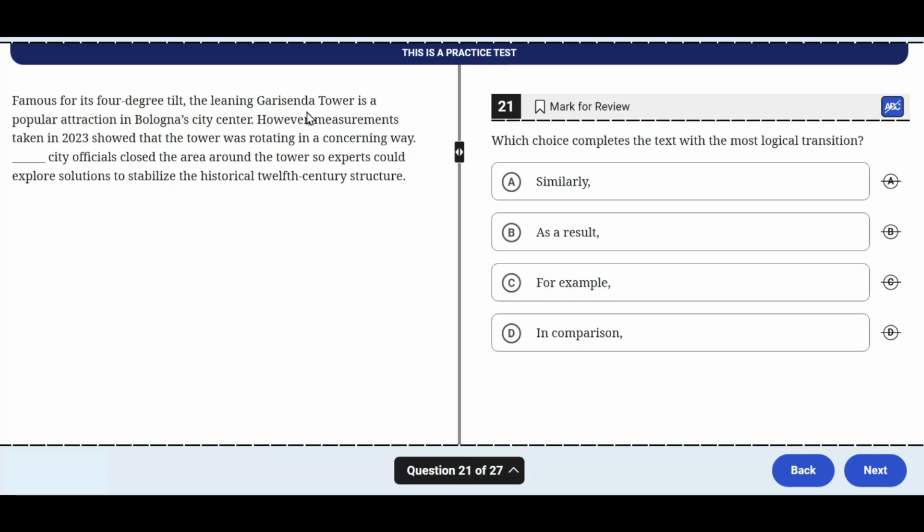Well, you can see that it says because the tower was rotating in a concerning way, they ended up closing it, right? And so we can see that the word we could potentially fill in here would be the word because, or as a result of that type of thing. And so let's go ahead and look at the answer choices now and see if we can figure out a synonym. Similarly, as a result, for example, in comparison. As a result is actually what I already said, and it's also a synonym to because, so that would be the answer for this problem. Let's go ahead and move on to the next one.